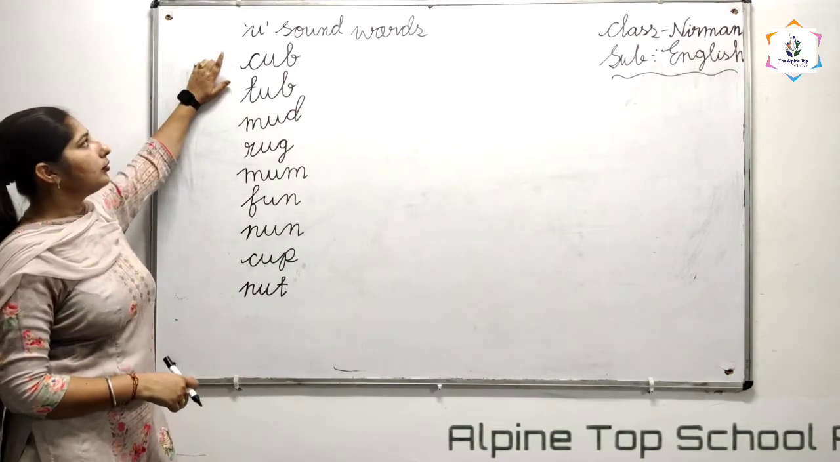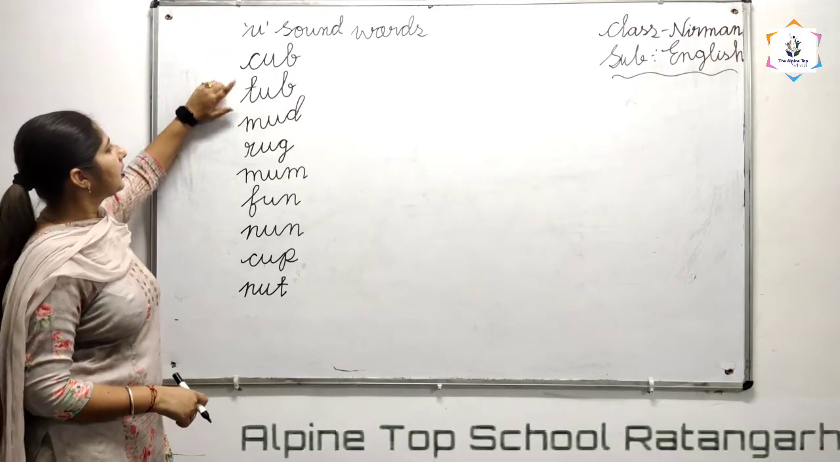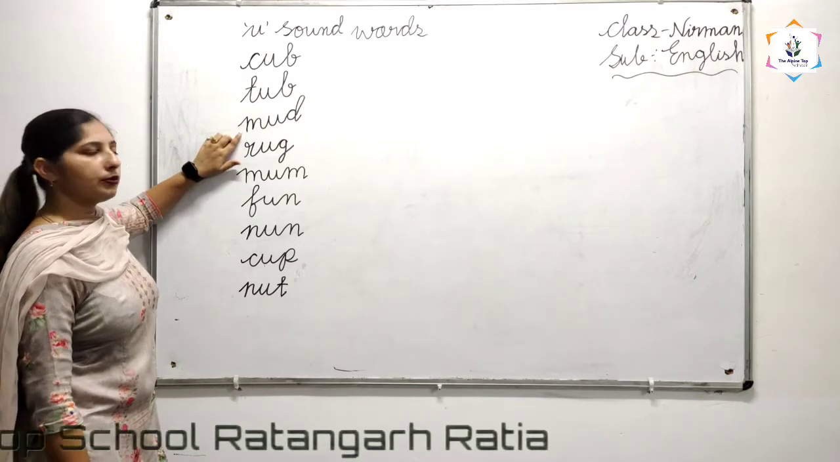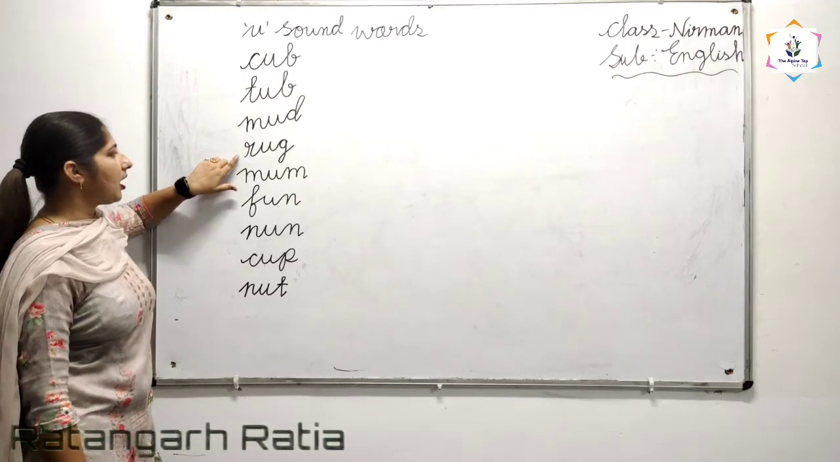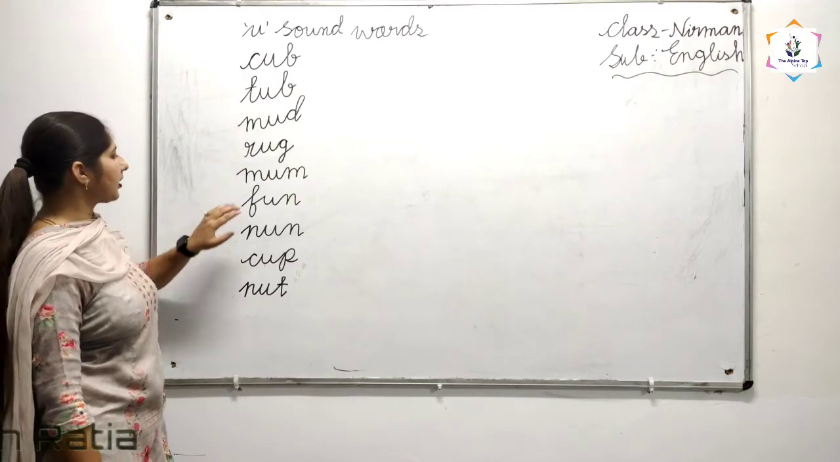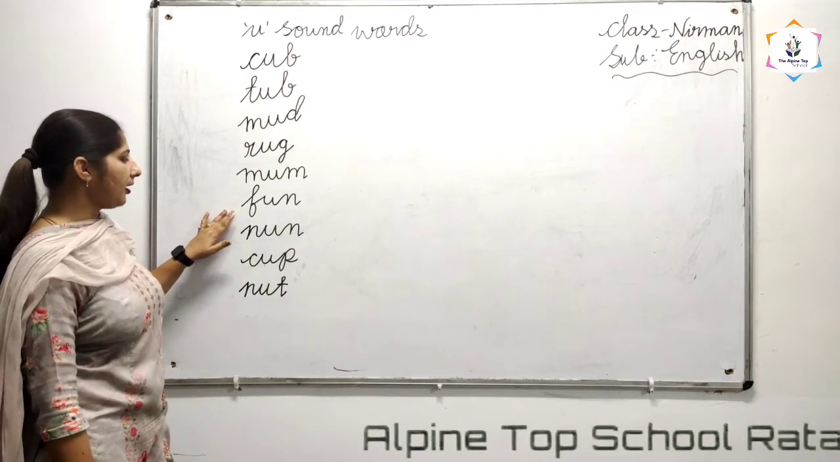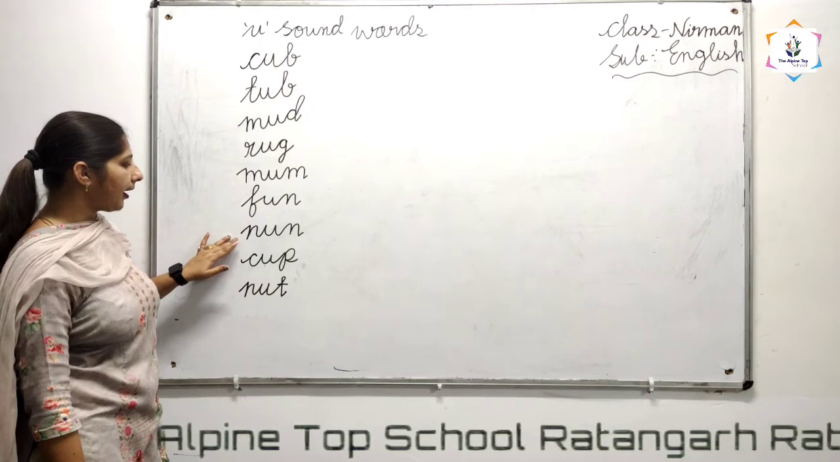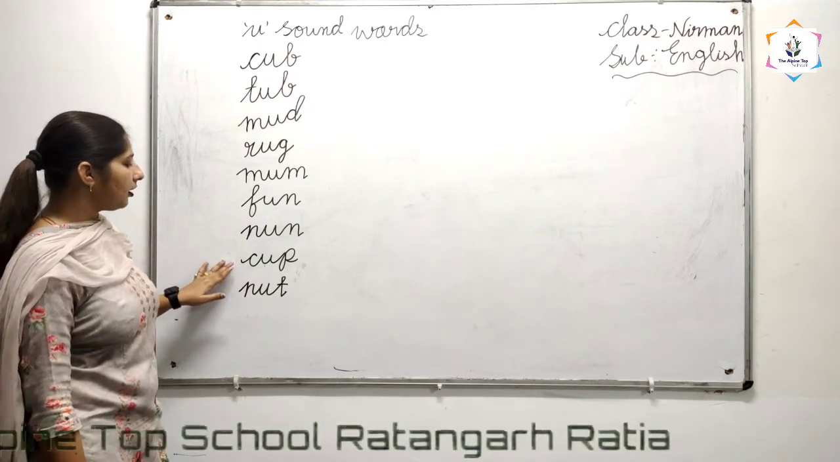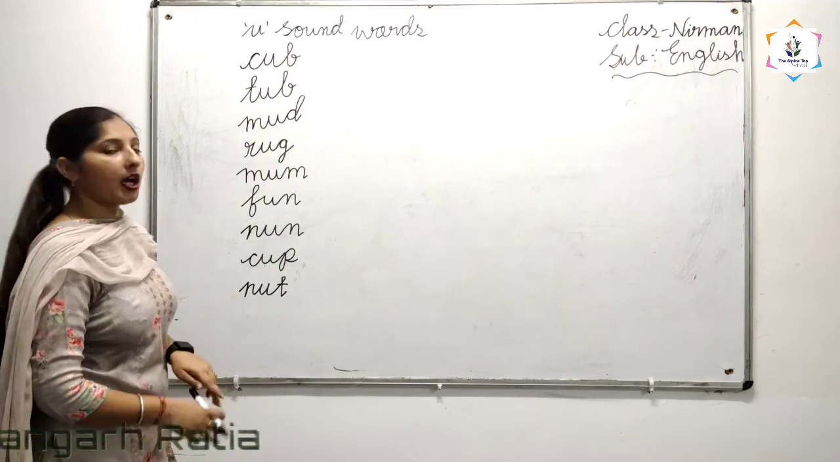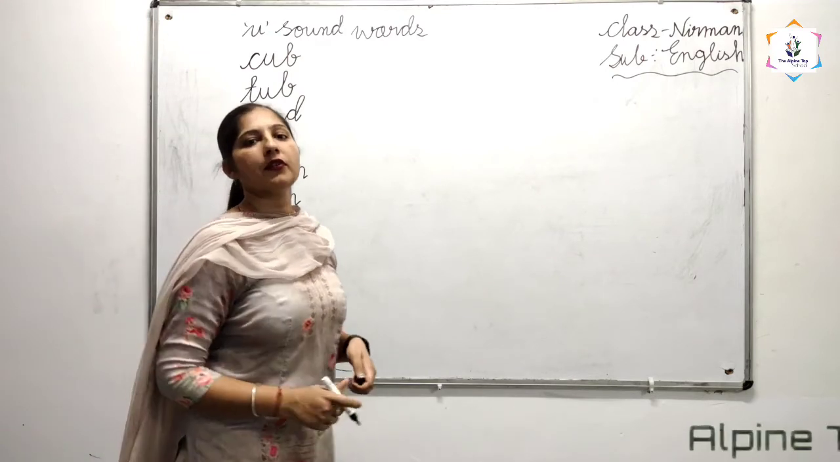C U B, cub. T U B, tub. M U D, mud. R U G, rug. M U M, mum. F U N, fun. N U N, nun. C U P, cup. And N U T, nut. I hope you all will do this work in your fair notebooks.